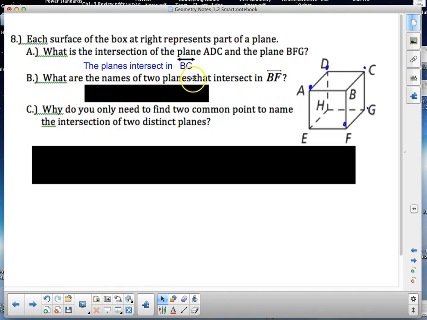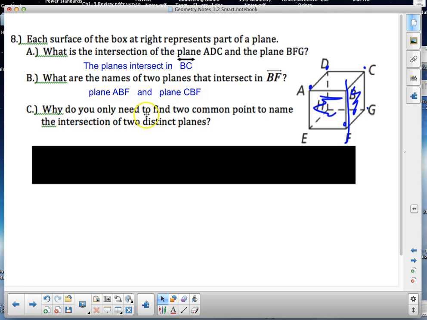What are the names of two planes that intersect at BF? So let's check out BF. So line BF is right here. The planes that intersect at BF are ABF and CBF, or AEF and CBF, there's a couple ways I can name them, but do you see that it's this front plane and this side plane here, they intersect here at line BF. So I'm answering the question: plane ABF and plane CBF.